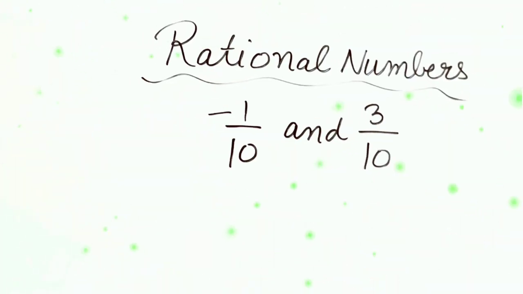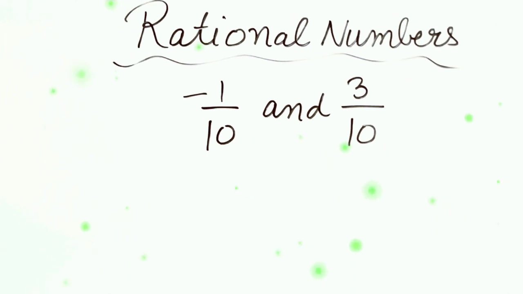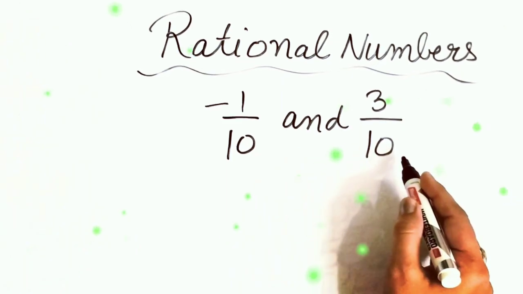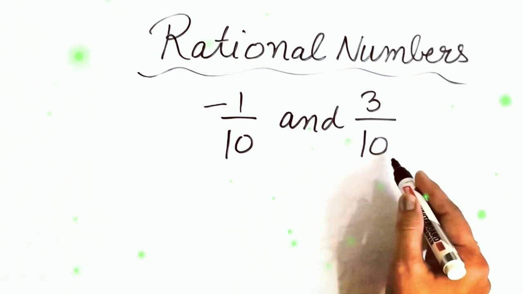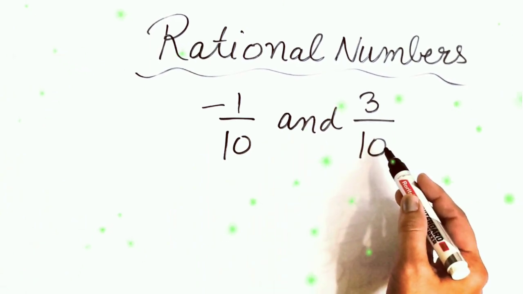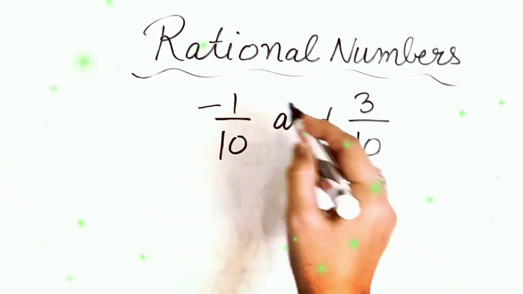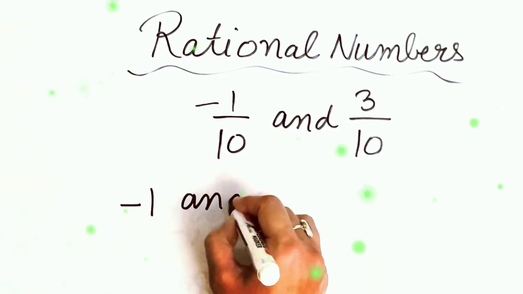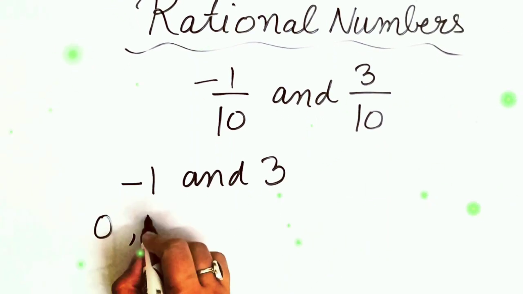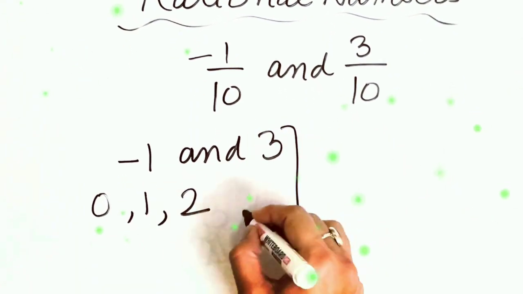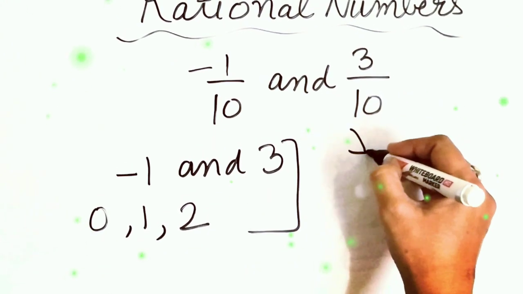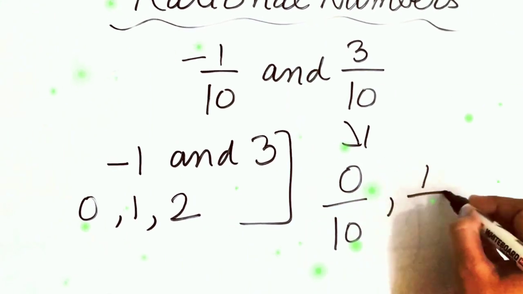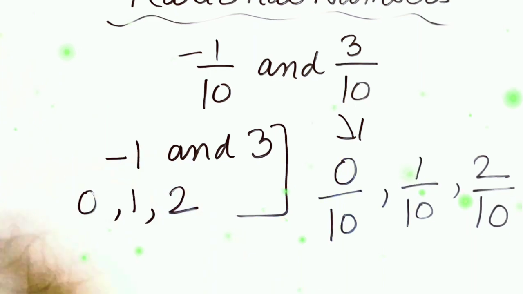Now let's talk about rational numbers. If I tell you to find out how many rational numbers lie between -1/10 and 3/10, then see these two are like fractions. Now what are like fractions? Like fractions are the fractions whose denominator is same. So these two are like fractions. Okay, so we can just see their numerators: between -1 and 3 how many numbers are there? It is 0, 1 and 2. Now if I want to find rational numbers, then I will say that between -1/10 and 3/10 there lie 0/10, 1/10 and 2/10, right?